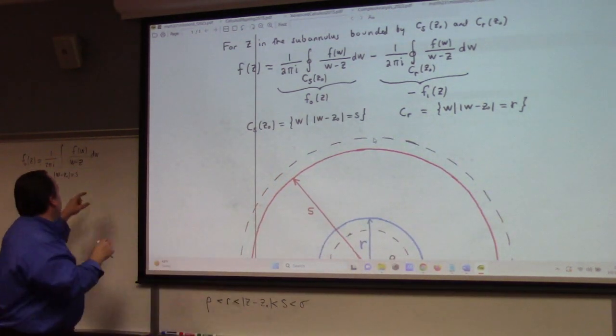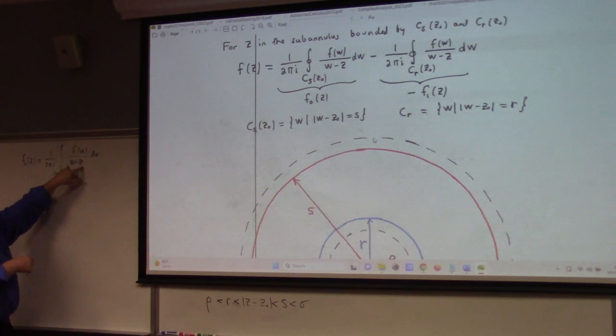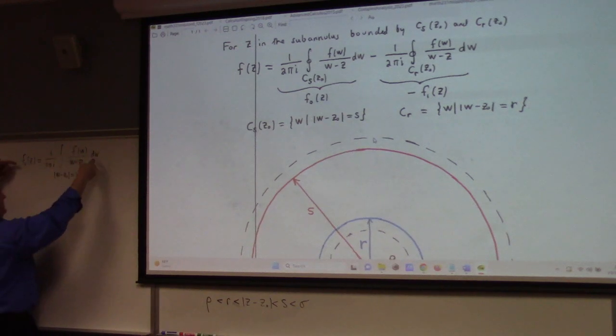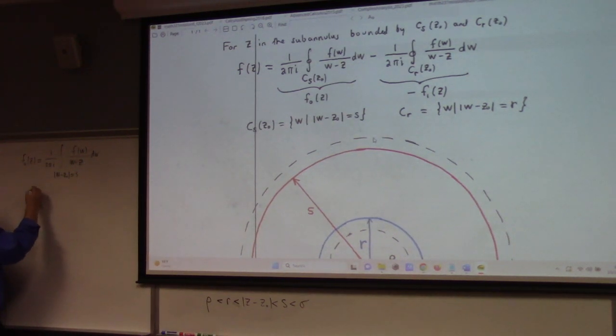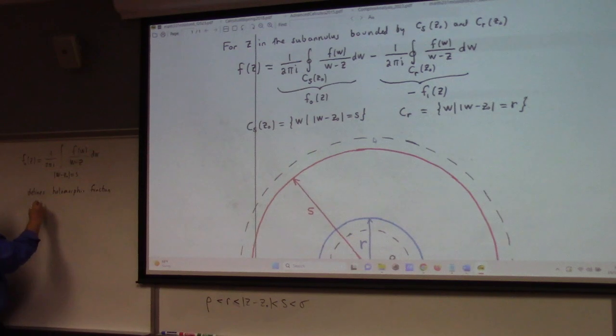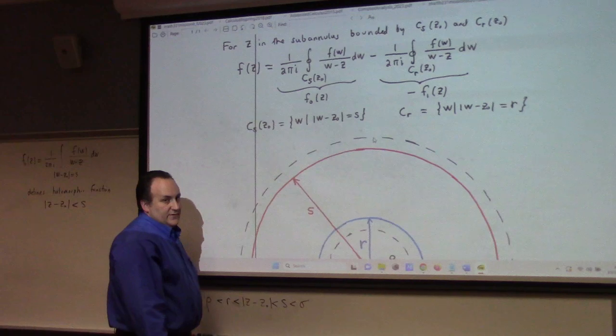If you look at this function, it doesn't face division by 0 inside the red circle, because we're looking at w on the red circle, and w never hits the z which makes it singular. Which means that we can observe that in fact this defines a holomorphic function for modulus of z minus z naught less than s, I suppose. I can throw in those points as well.